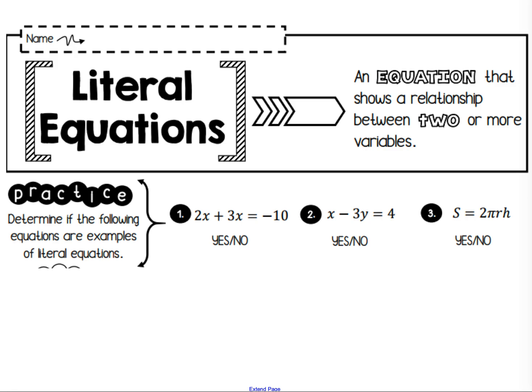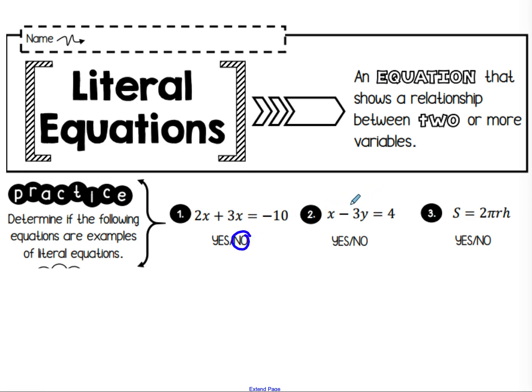To be a literal equation, and the most common ones are ones that look like formulas, you have two or more variables. So for this first type of problem, they just ask you if it is an example of a literal equation and for you to circle it. So 2x plus 3x equals 10. There are two terms with variables, but they're like terms. They have the same variable. So no, that's not a literal equation. We can actually solve it and get an answer for x.